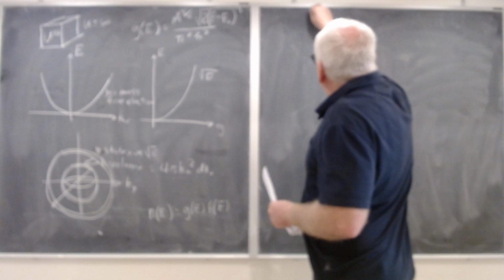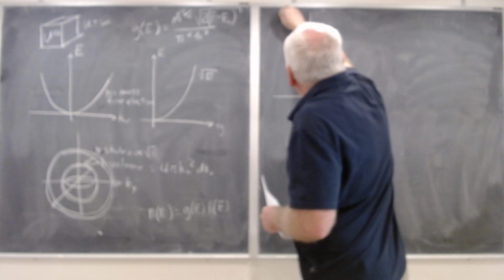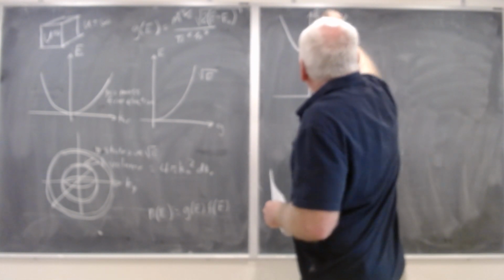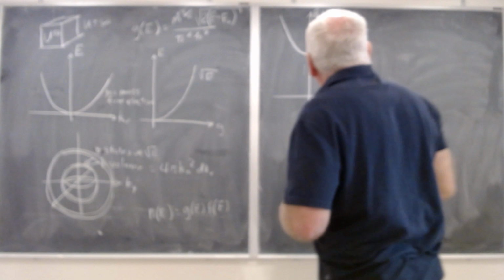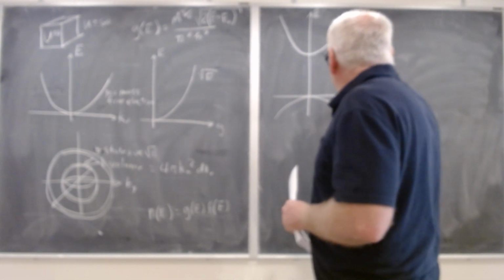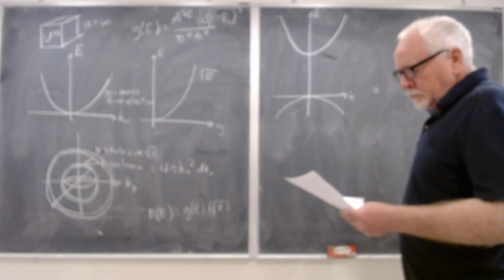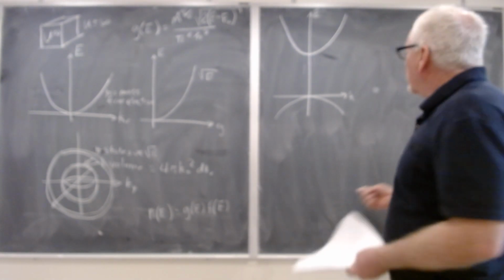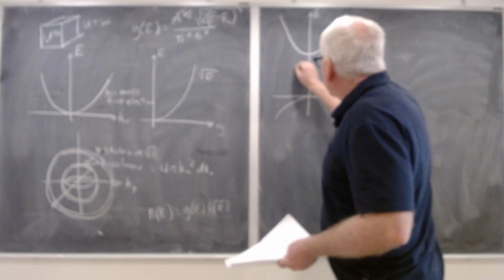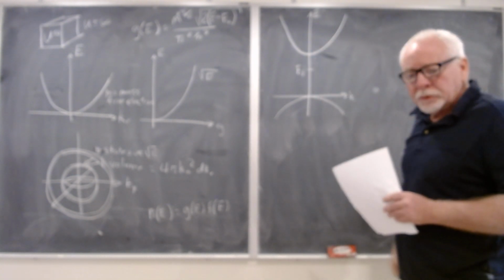So let me draw a real band structure with the conduction band. E versus k. Here's the valence band. And let's draw f of E. Now, what I've told you is that the Fermi energy is going to be somewhere in the band gap.